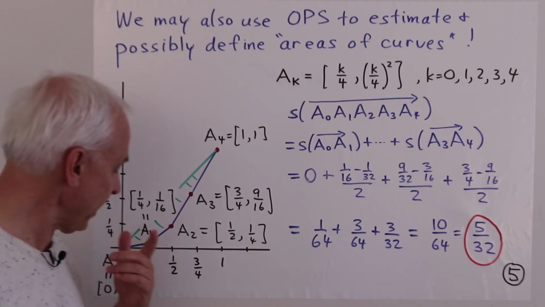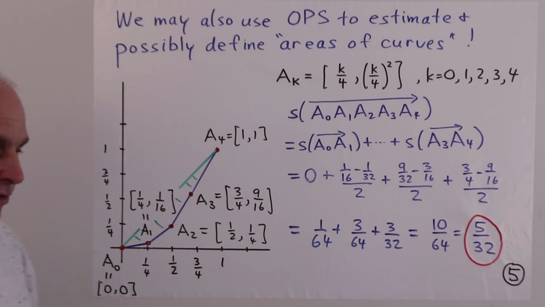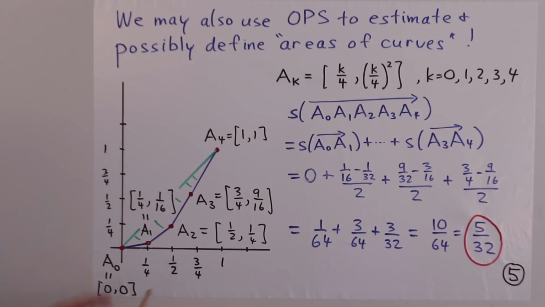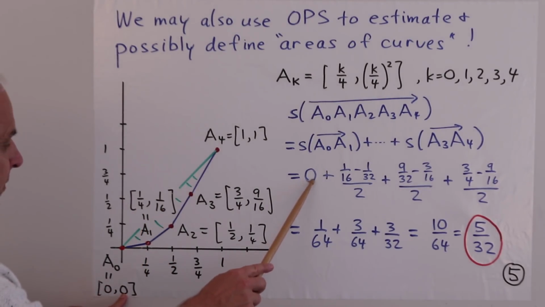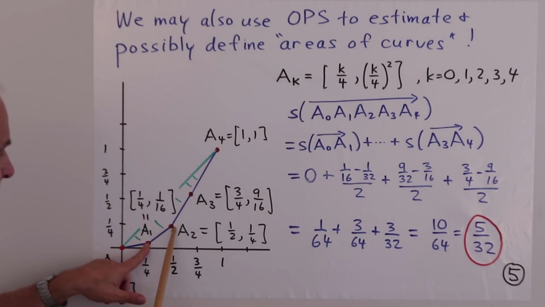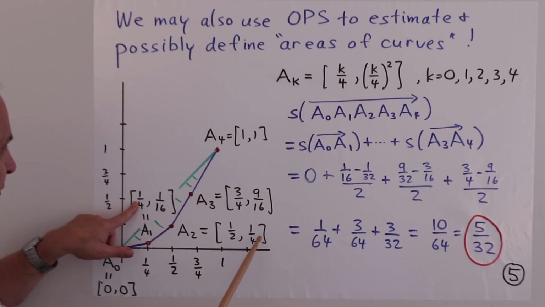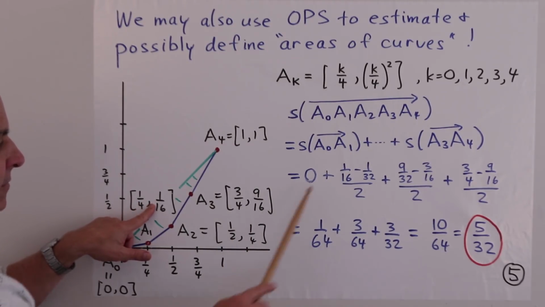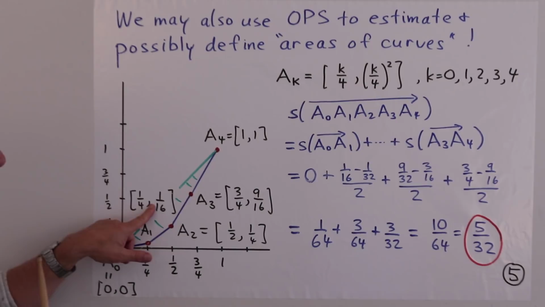Okay, so we can calculate that because we have the coordinates of the points and we just use our basic formula, AD minus BC over 2. So from A0 to A1, we're taking 0 times this minus 0 times this over 2. That's going to be 0. From here to here, it's 1/4 times 1/4 minus 1/16 times 1/2. There it is there, over 2.